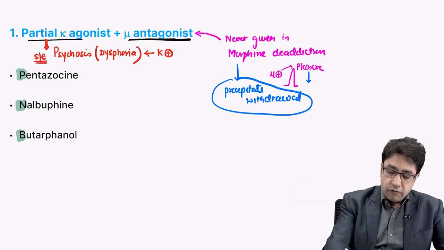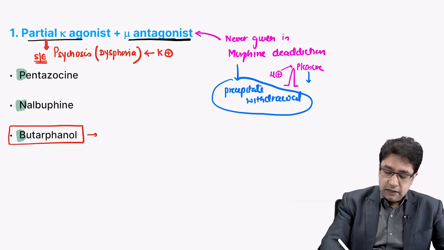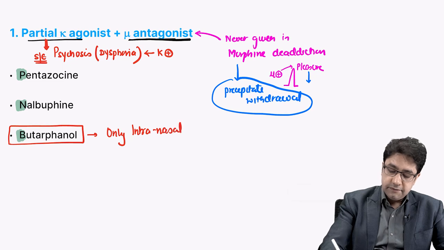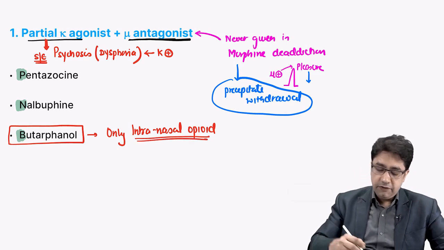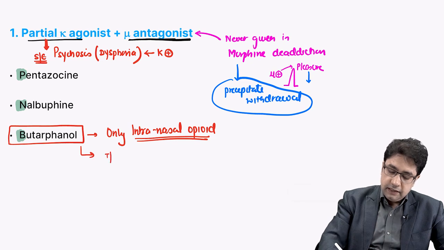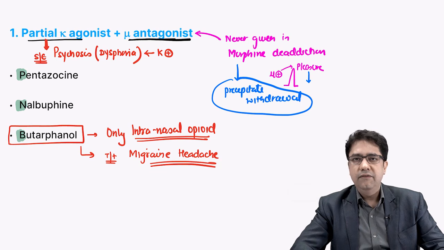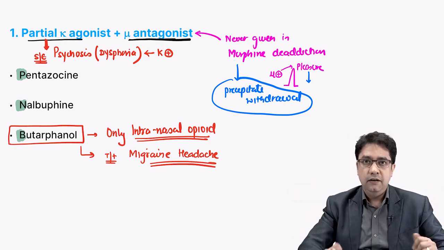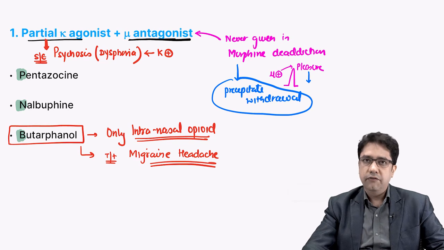Among them, one drug we have to remember in great detail: butorphanol. Butorphanol is the only intranasal opioid we have, and it is given in the treatment of migraine headache. It has been approved for which pain? Migraine headache. Normally for migraine, we have discussed we use a drug like sumatriptan, the triptan drugs. But if triptans are ineffective, then we give opioids like butorphanol.